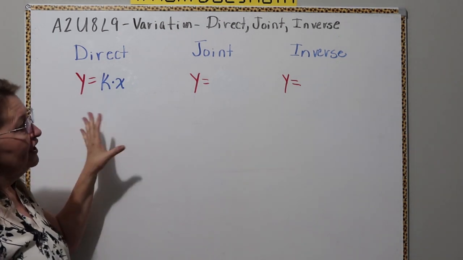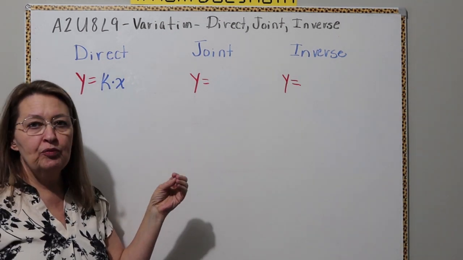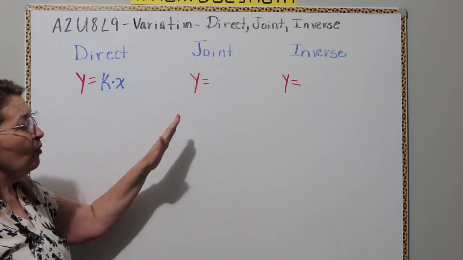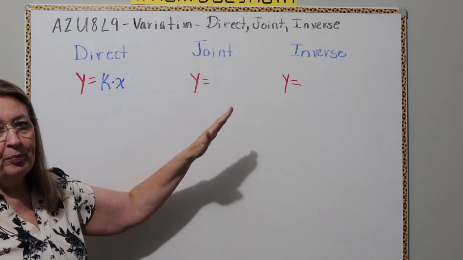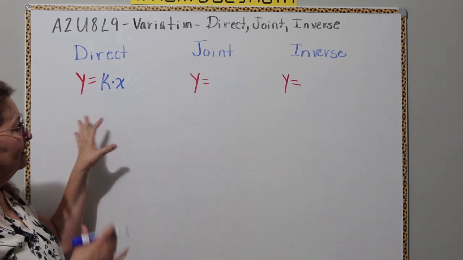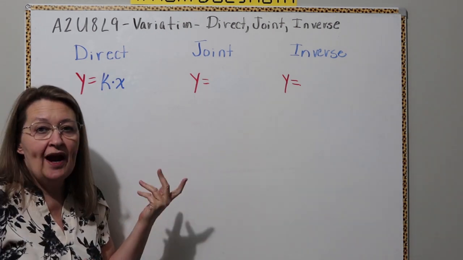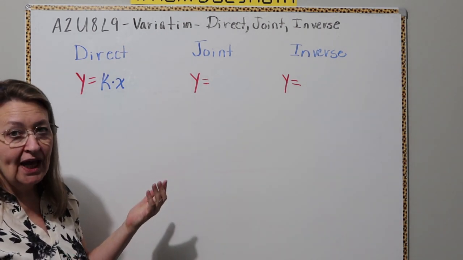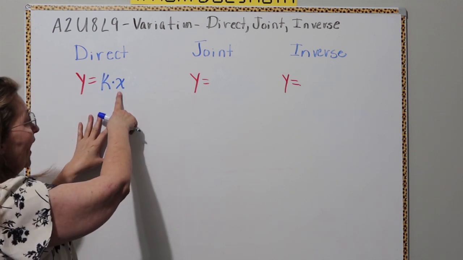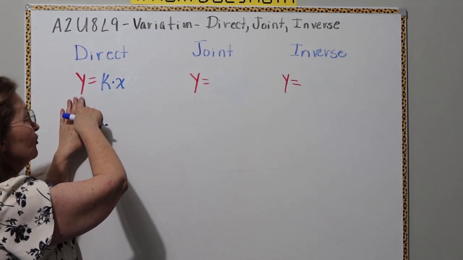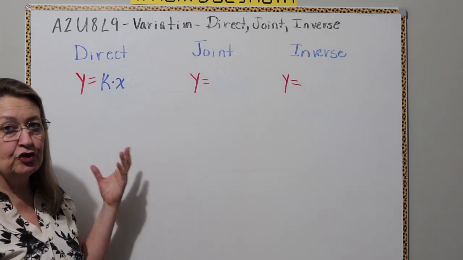An example of a direct variation would be like your pay. If you work more hours, you get more pay. What's the constant in that scenario? Well, the constant would be your hourly wage. It's not going to change. But if you input more hours, then that's going to cause an increase in the output, which is your pay.